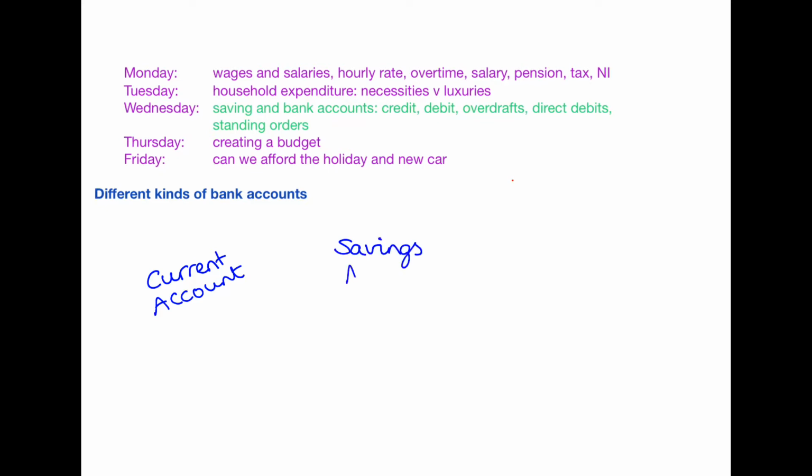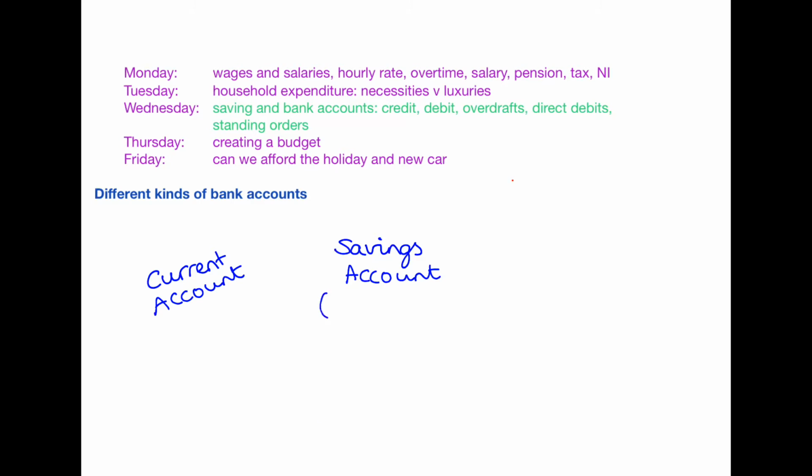Okay, some people have a savings account. Not everybody does. If you've got a savings account, you can't necessarily pay for things directly out of that account. Okay, so you can't usually, for example, pay bills from a savings account. You would have to transfer money from your savings account into your current account to be able to pay bills from there. People can pay money into your savings account as well as you.